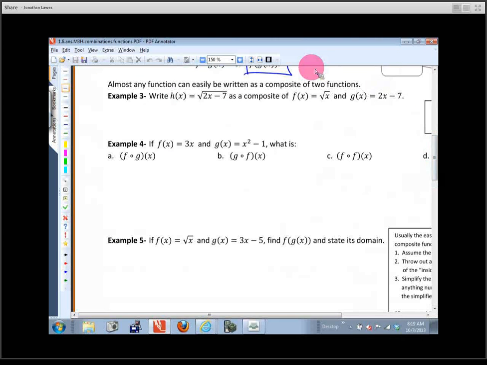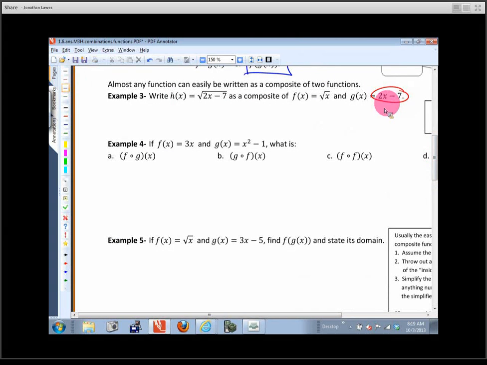Okay, so 2x minus 7 got plugged into this right here. So h of x is f of g of x. Because if I do f of g of x, f is the outside, and this is the inside function. We plug the inside function into the outside function.